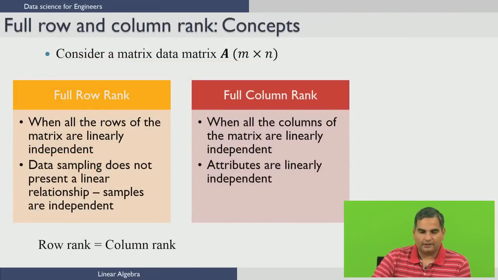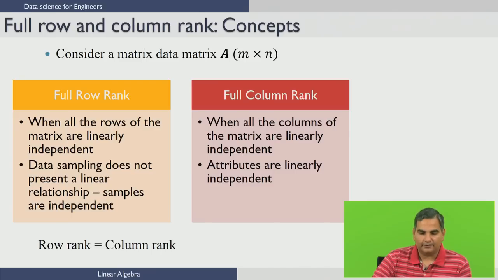We had already discussed the concept of rank in the previous lecture, but let us talk about it again, because this is going to be useful as we talk about solving equations. If you consider a matrix A, m by n, now if all the rows of the matrix are linearly independent, then remember we said the rows represent data. So, this basically means that the data sampling does not present a linear relationship, that is, the samples are independent of each other. Now, when all the columns of the matrix are linearly independent, that basically means the variables are linearly independent, because columns represent variables.